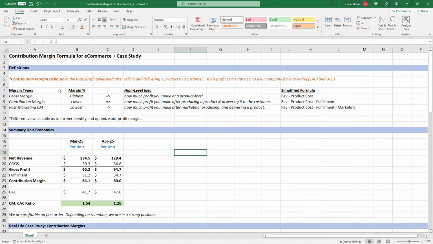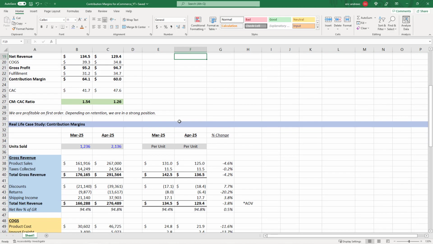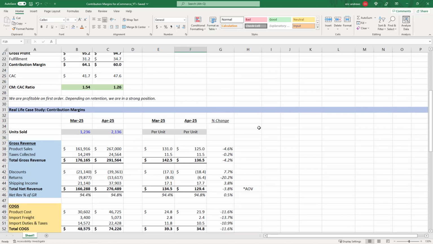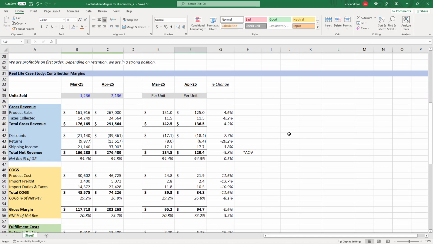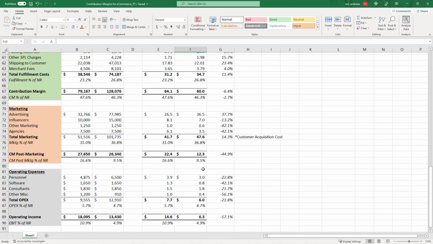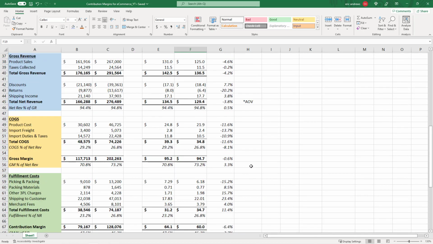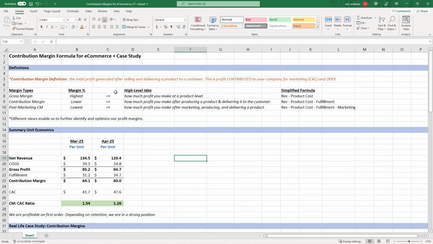So in today's lesson, I'm going to cover some definitions around different types of profit margins for e-commerce. Then we are going to look at a simplified unit economics analysis for a real e-commerce business. And then we are going to go through a case study where we have reorganized the income statement to look at all the different margins of an e-commerce business, including gross profit, contribution margin, customer acquisition cost, and finally, operating income. So let's go to the top and start with some of our basic definitions.